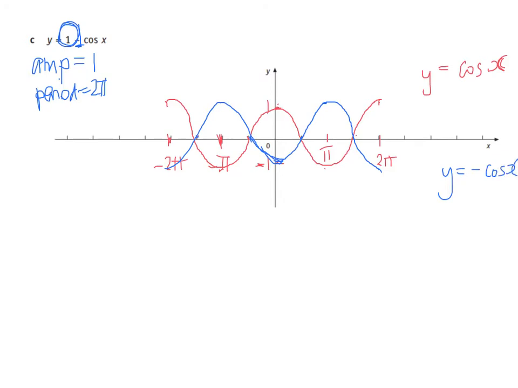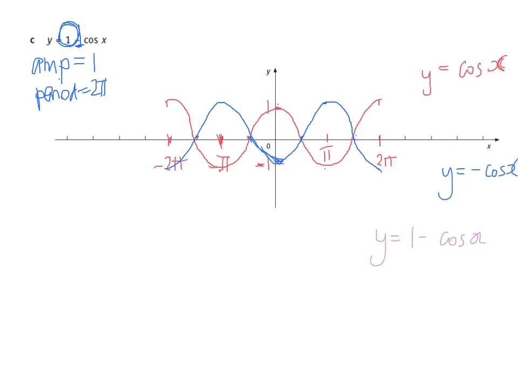Alright, now the graph that we want to draw is y equals 1 minus cos x. So see how the only difference between these two graphs is you've got y equals negative cos x and then you need to plus 1. So we're going to take the blue curve and we're going to shift it up 1 unit to get our purple curve, which is going to be y equals 1 minus cos x. So we're shifting it up 1 unit.